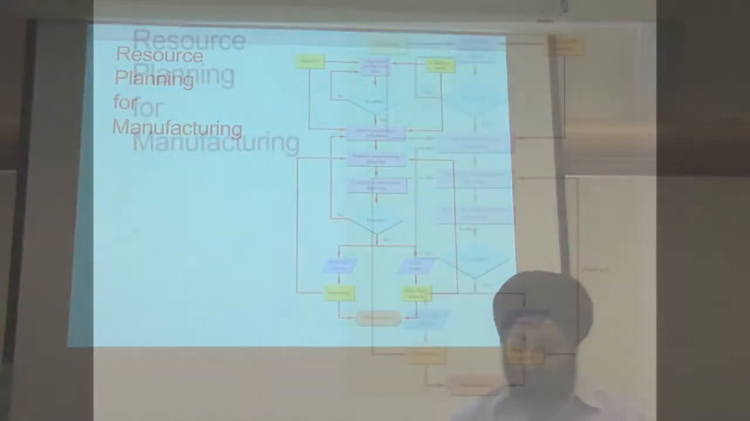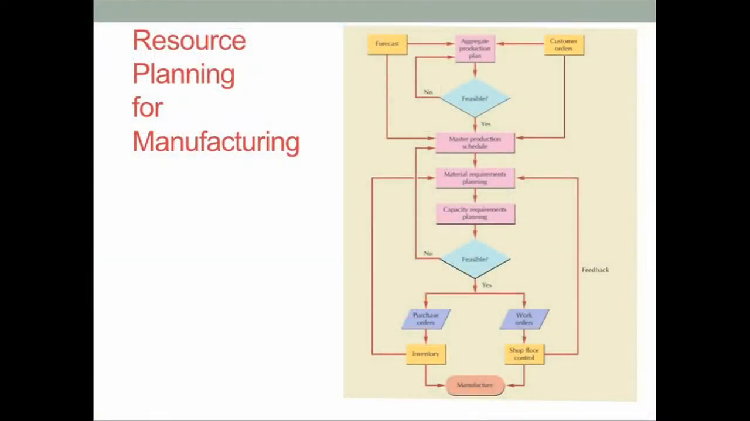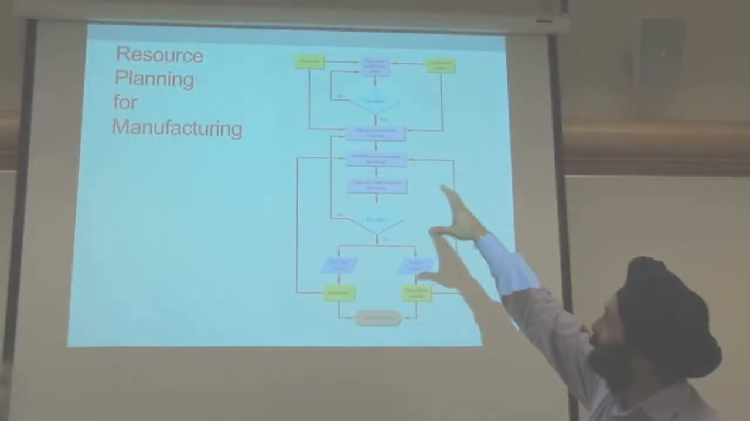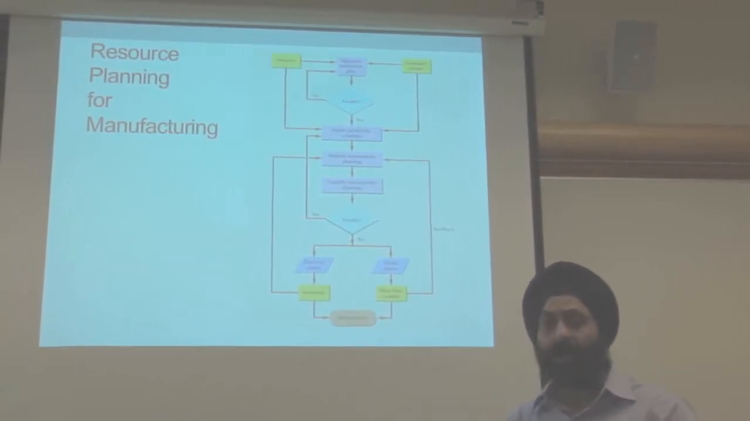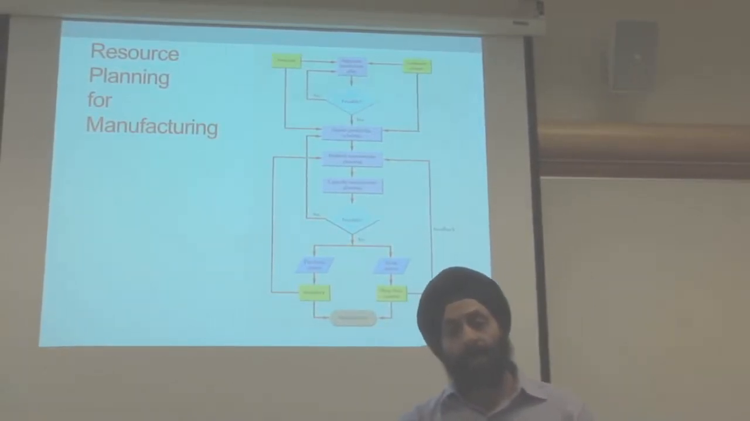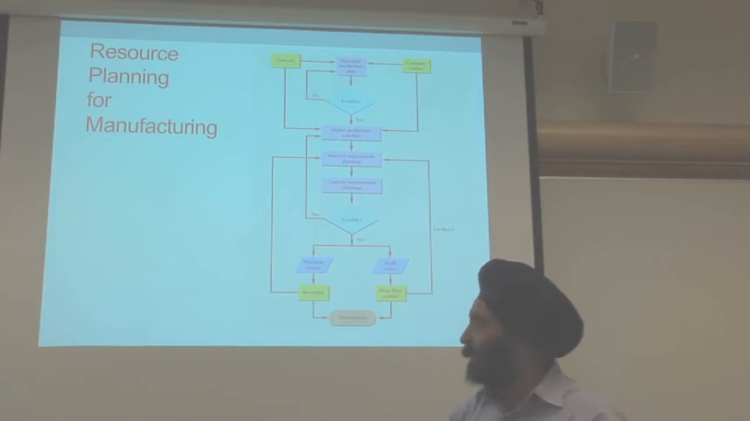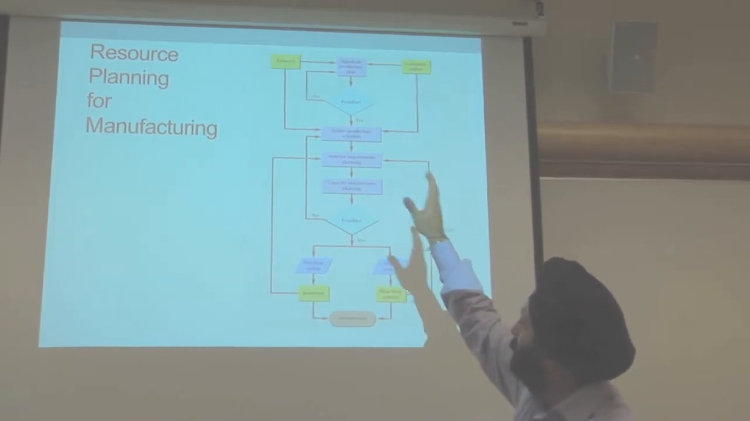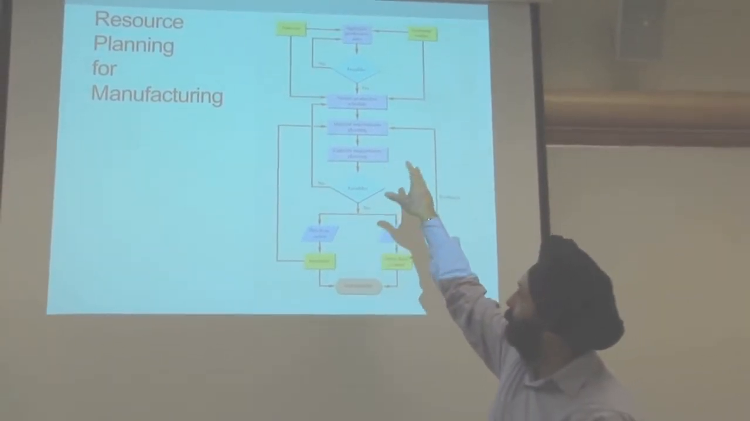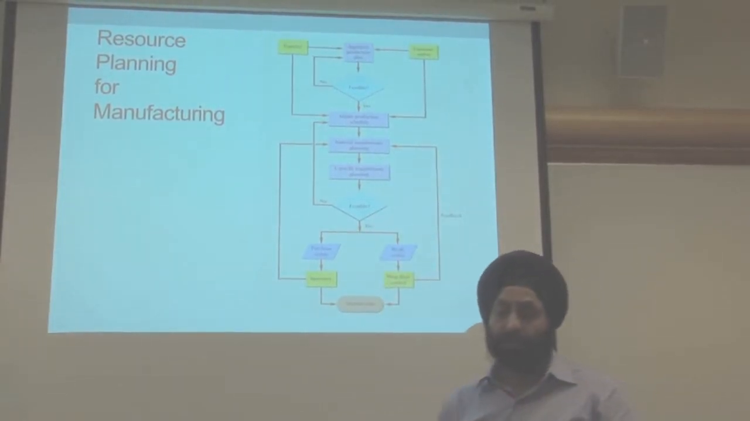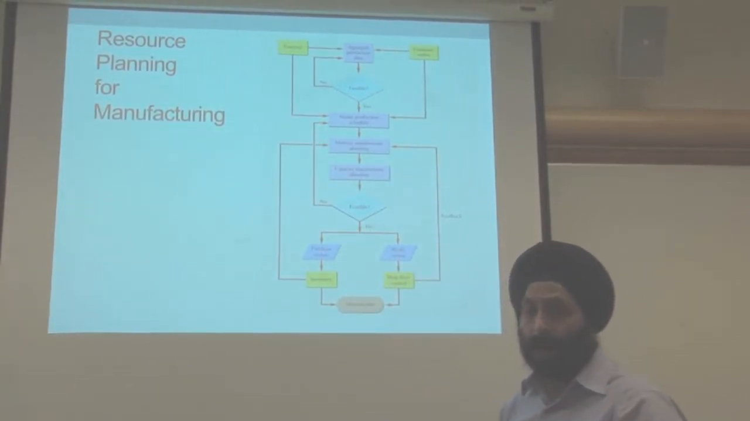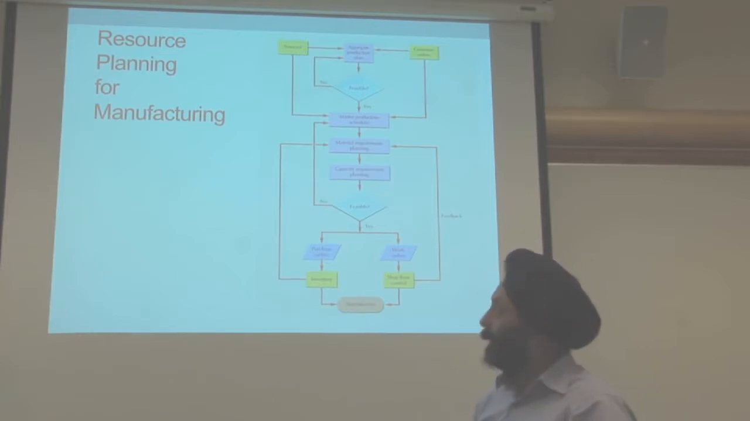In terms of resource planning for manufacturing, you can see based on the forecast and the customer orders, we end up creating the aggregate production plan that has been discussed in the previous lectures. And if it is not feasible, that has to be revised to the point where it becomes feasible on the product family at the aggregate level.